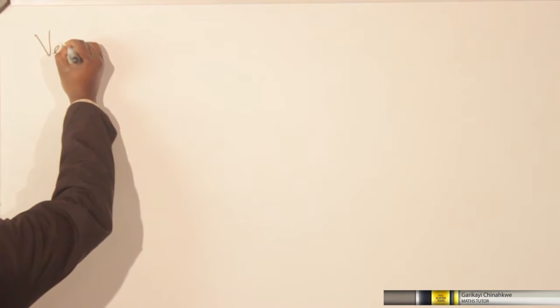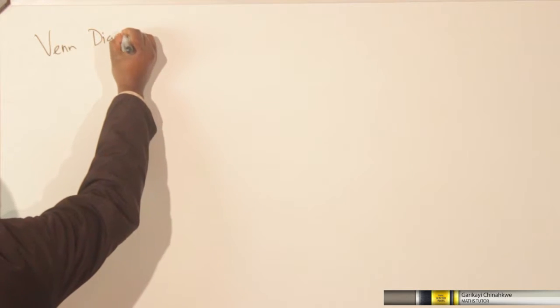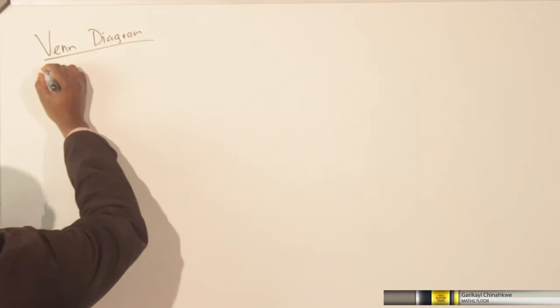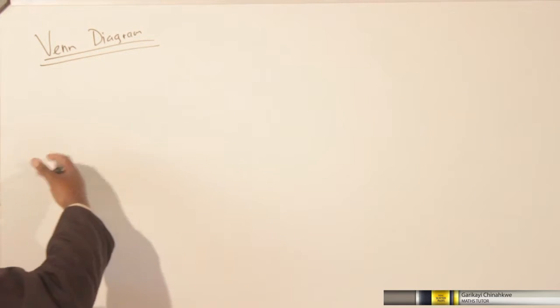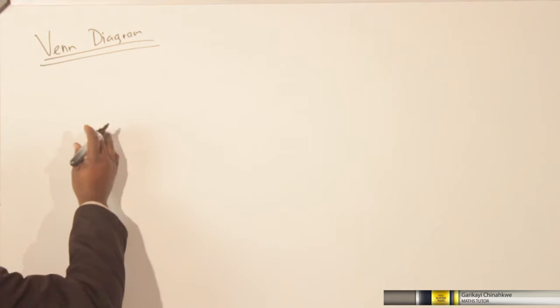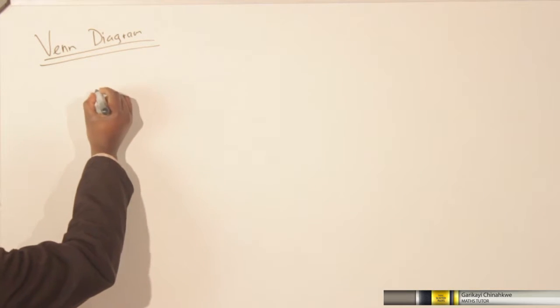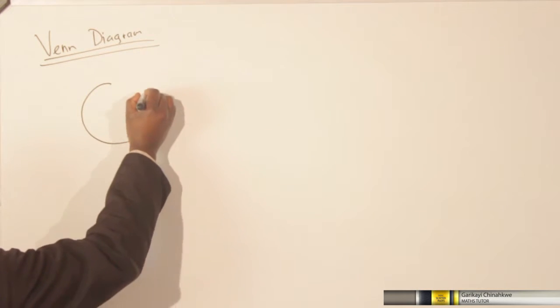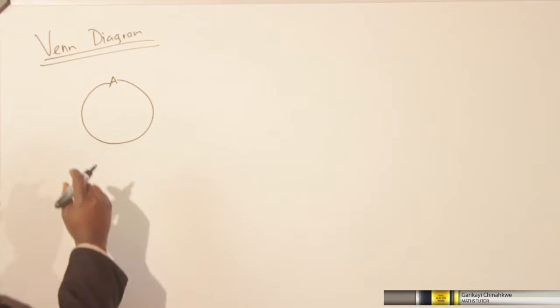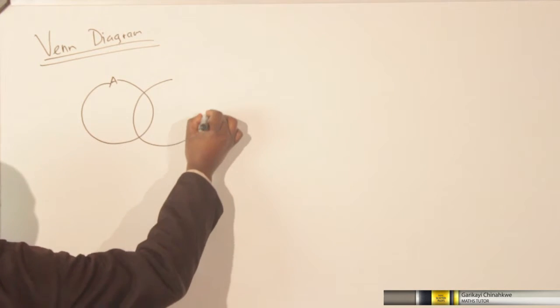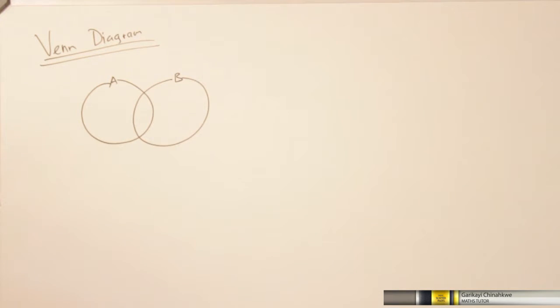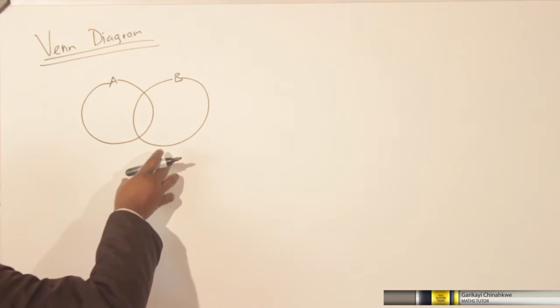We're still on probability, and this time I need to introduce you to the drawing of the Venn diagram. First of all, let me just write Venn diagram. Let me draw a Venn diagram so that maybe you have background knowledge on Venn diagrams. Let's say this is event A, and this is event B.